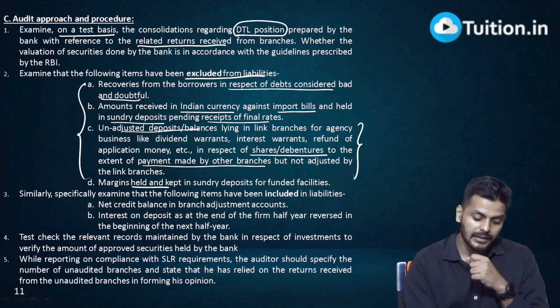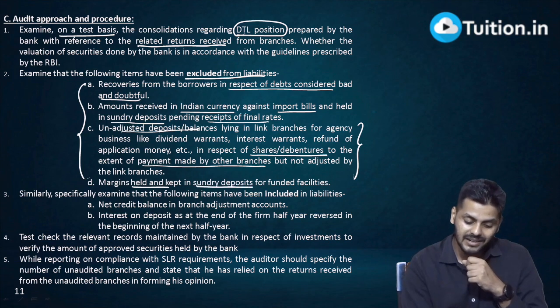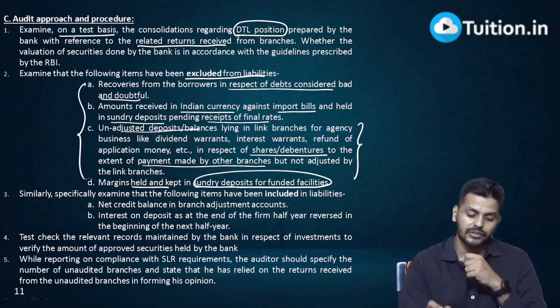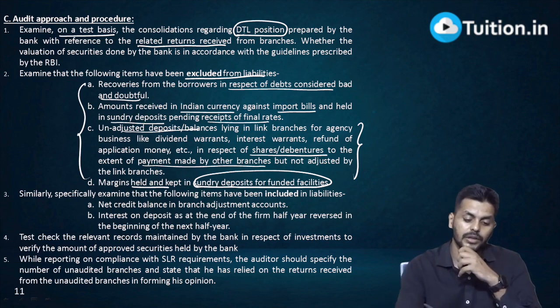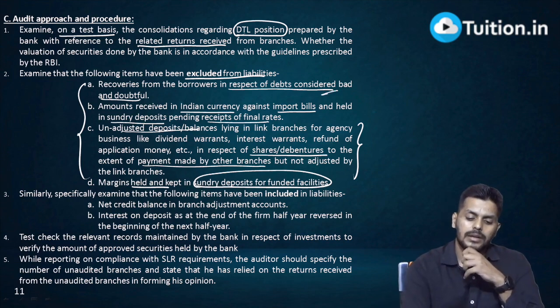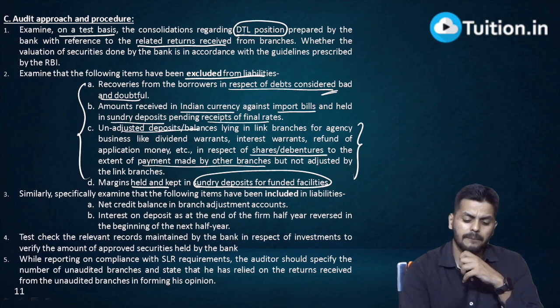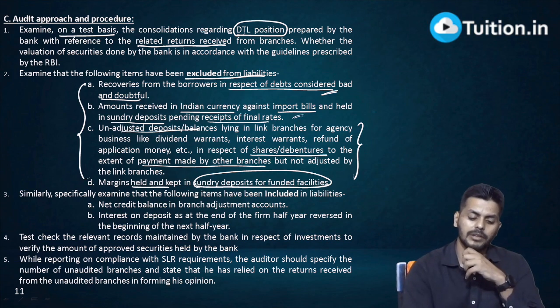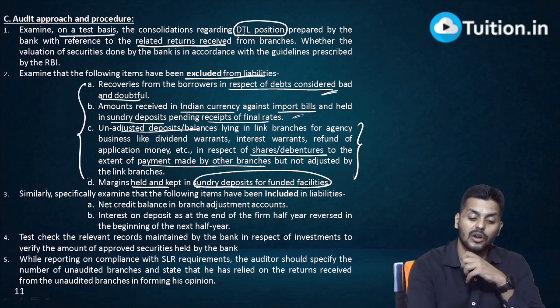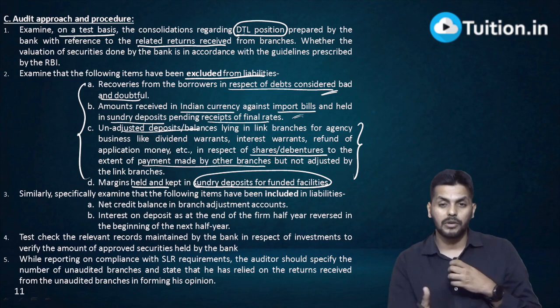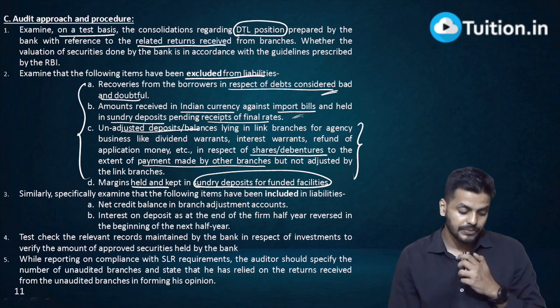Margins held and kept in sundry deposits for funded facilities. Margins are certain money that you hold back. Now the question is, debts considered bad and doubtful, right? Indian currency that you are receiving against the import bills, shares and debentures to the extent payment made by other branches not adjusted, and all these are not supposed to be classified as liabilities because they are not. You can see them very clearly.